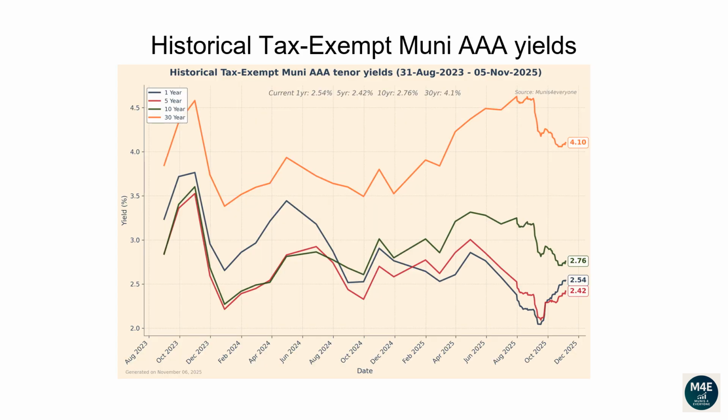This line plot and the next plot show how each tenor of the Muni yield curve has changed over time. From the 31st of August 2023 to the 7th of November 2025, the 1-year yield has dropped from 3.24 to 2.54. The 5-year yield has dropped from 2.85 to 2.4. The 10-year yield has dropped from 2.84 to 2.73. The 30-year yield has increased from 3.85 to 4.08.